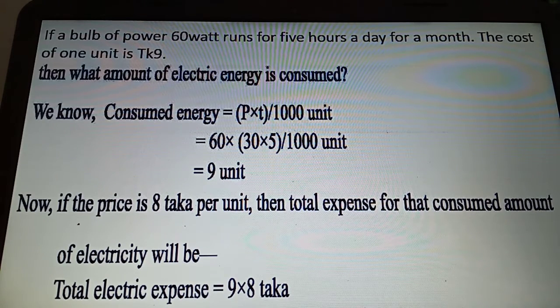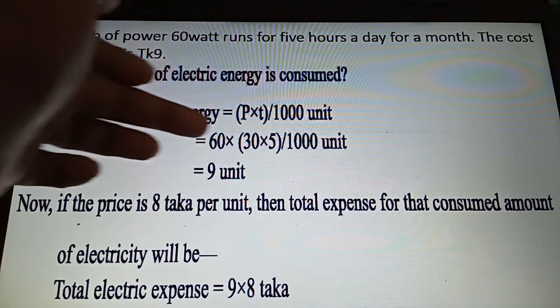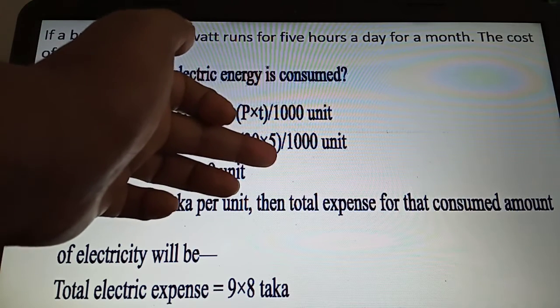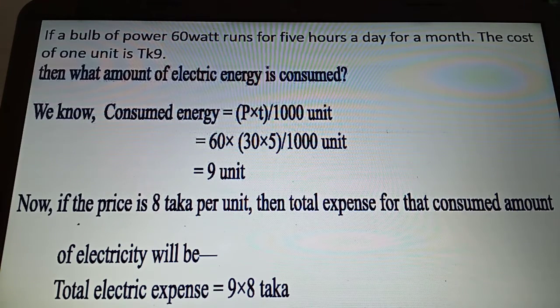There is a mathematical problem here. If a bulb of power 60 watt runs for 5 hours a day for a month, and the cost of 1 unit is taka 9, then what amount of electric energy is consumed? The solution: we know consumed energy is equal to P into T by 1000 unit, which is 60 into 30 into 5. Why 30? Because 30 days and 5 hours. So 60 into 30 into 5 by 1000, that is 9 units.